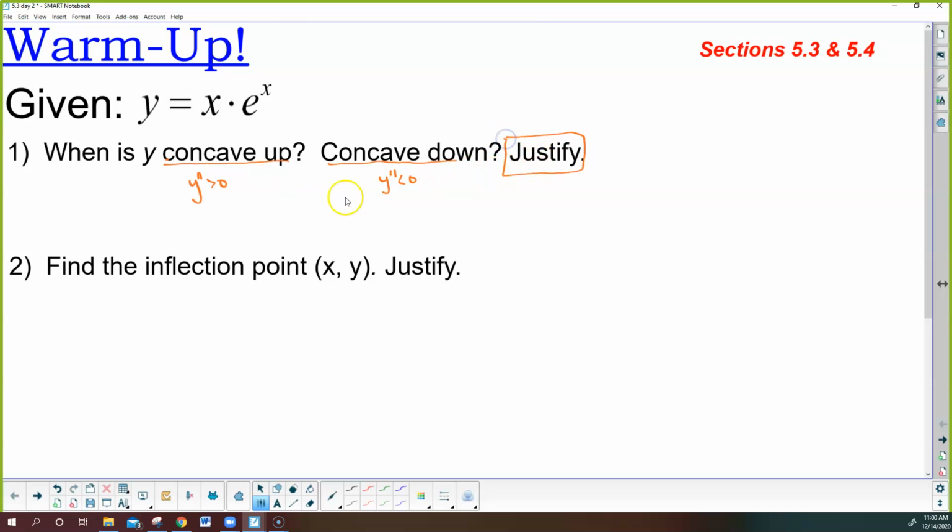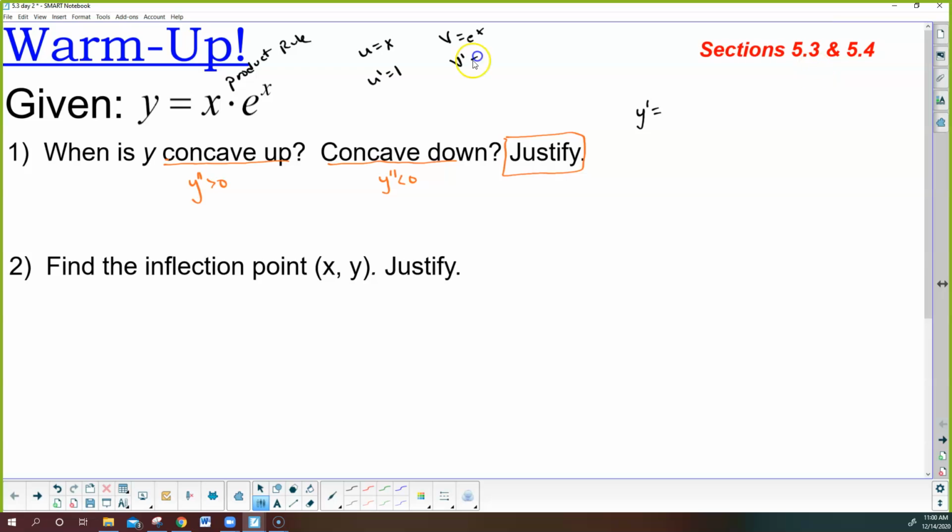That's all I need to do to justify, right? Is indicate it's concave up because of this and it's concave down because of this. Well, what that means then is I have to actually do that work. Right? I got to find the derivative. Well, notice this is a product rule. And you do not have to show the work for this.